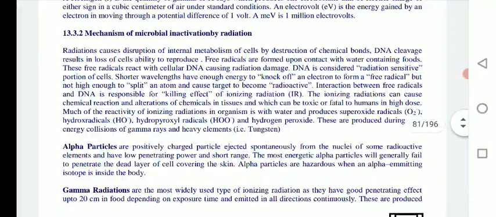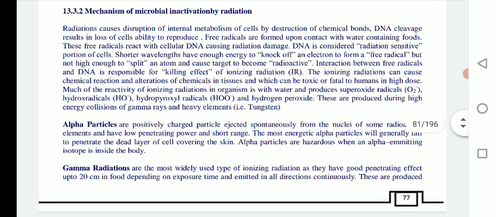Then, mechanism of microbial inactivation by radiation. So how does this radiation affect microbes? In the case of radiation, it causes disruption of the internal metabolism of the cell by destruction of chemical bonds. Basically, this radiation disrupts the chemical bonds present in that microorganism, and after breaking those bonds, the molecules present in that microorganism are no longer intact and get distorted.